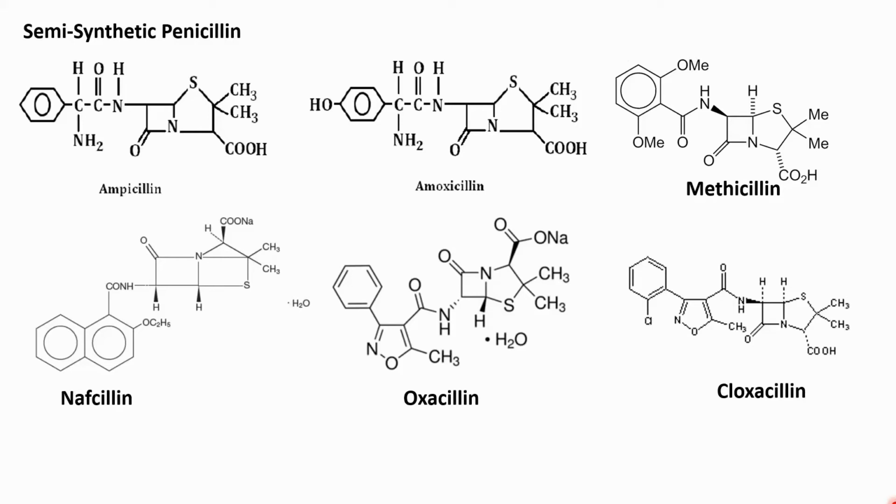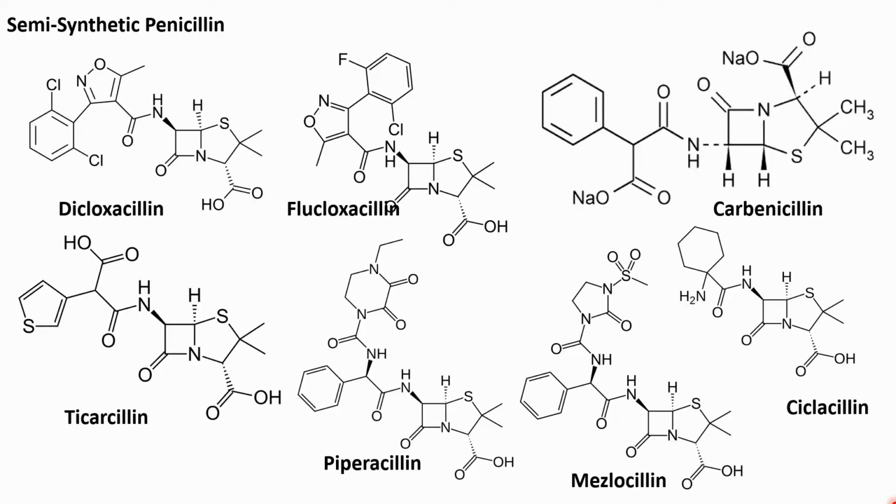Next category is semi-synthetic penicillin. Generally, in semi-synthetic penicillin, some portion is natural penicillin and some portion has been modified. Especially the amino acyl side chains are modified or some new groups are introduced in this side chain. Examples are ampicillin, amoxicillin, methicillin, nafcillin, oxacillin and cloxacillin. These semi-synthetic penicillins are a mixture of natural and chemically synthesized derivatives. When they fuse together, the semi-synthetic penicillin derivatives form. You can see their structures.